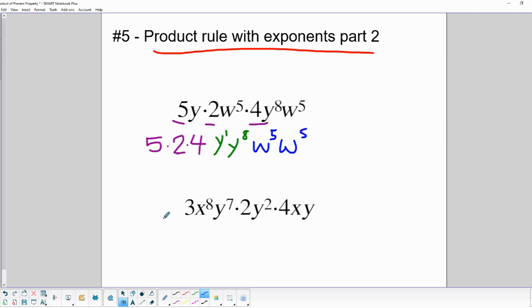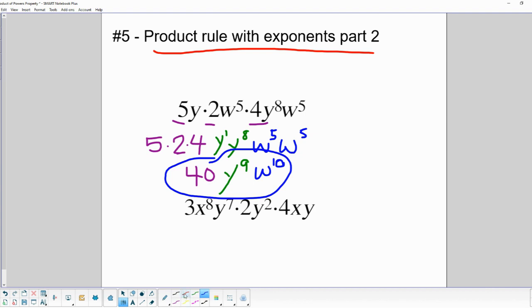So if we multiply it all together, 5 times 2 is 10. 4 times 10 is 40. And then y to the 1st times y to the 8th would be y to the 9th. And then for w's, w to the 5th times w to the 5th would just be w to the 10th. So as you can see, if we take a little time, if we're patient with it, put the numbers together, put the variables that are alike together, add their exponents, and you've got yourself a simplified expression.